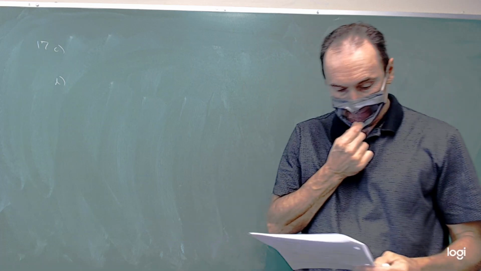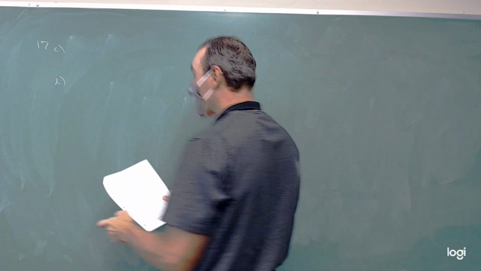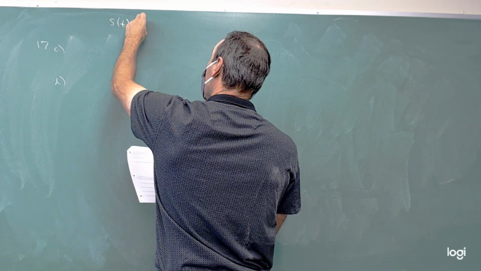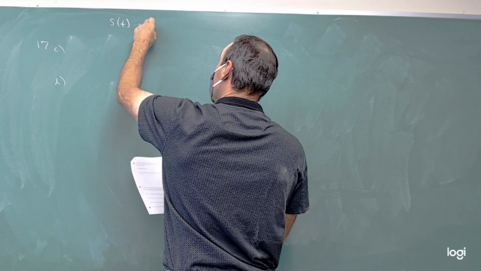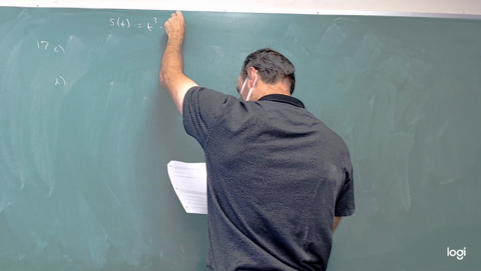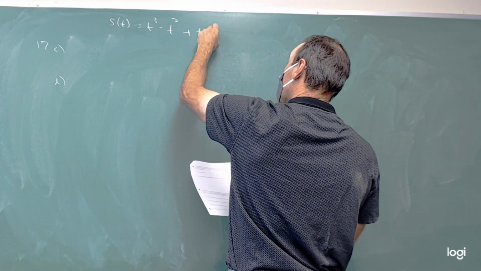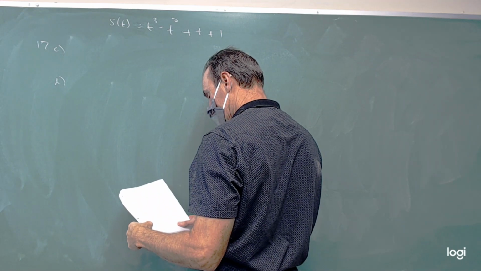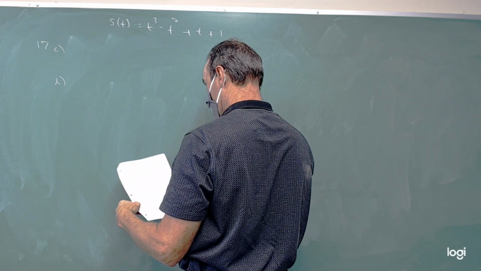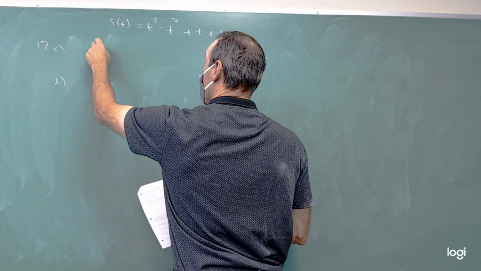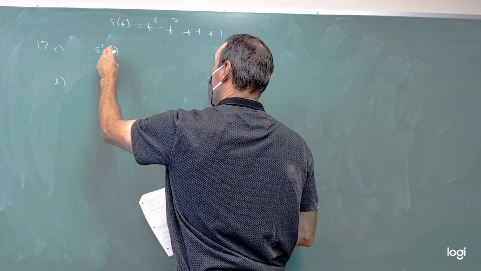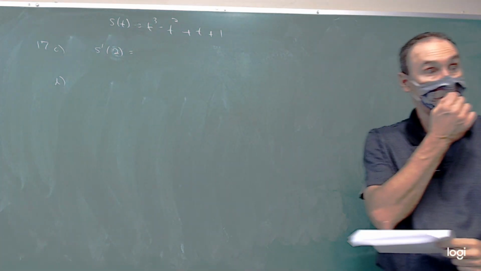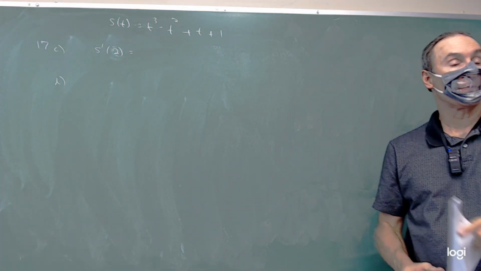So on 17C, we have this particle that's moving according to s of t is t cubed minus t squared plus t plus 1. And in C, we want the instantaneous velocity when t is 2. So instantaneous velocity is going to be the derivative evaluated at 2, because that's what the derivative gives us.